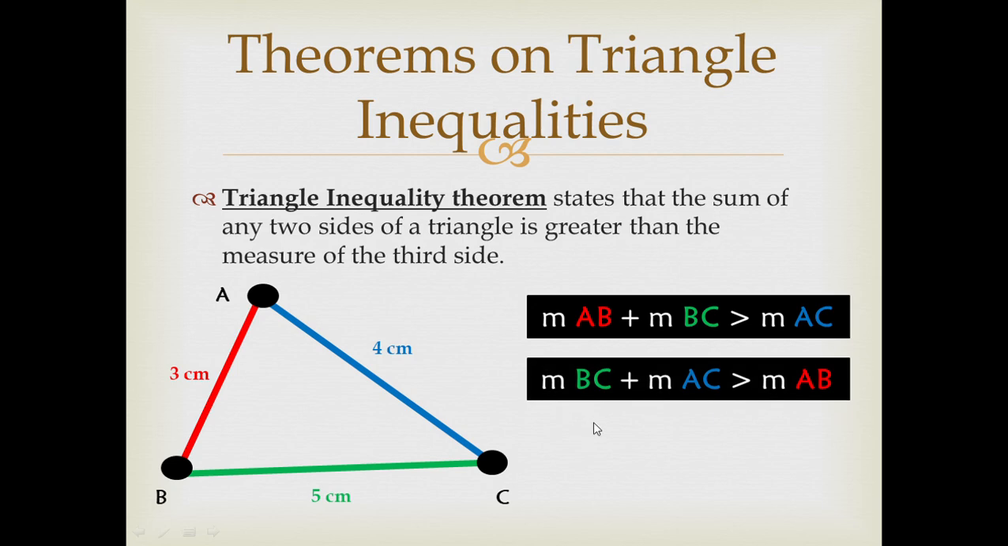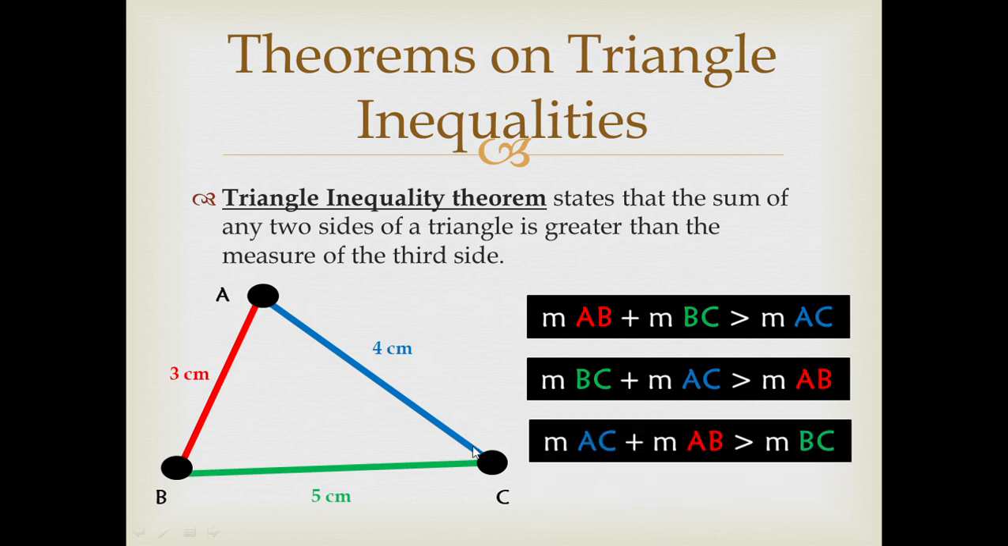So, another pair can be this green and this blue. So, if we add these two, we have here 9. 9 centimeters is greater than 3 centimeters. Another pair can be this blue and this red. So, 4 plus 3 ay 7. 7 is greater than 5. So, yun po yung sinasabi sa triangle inequality theorem.